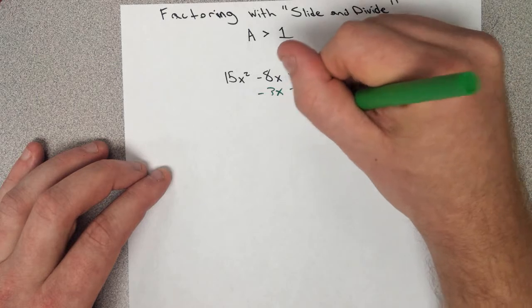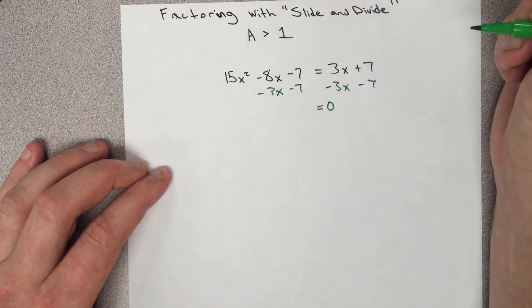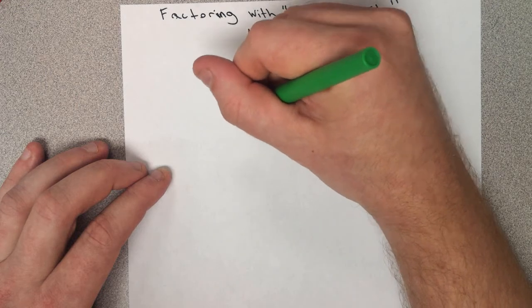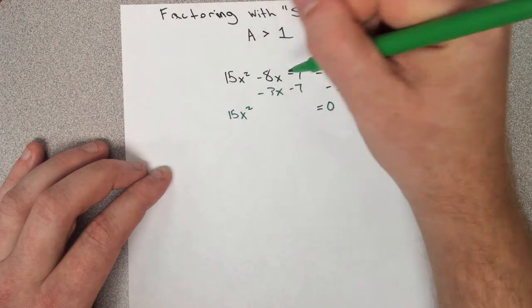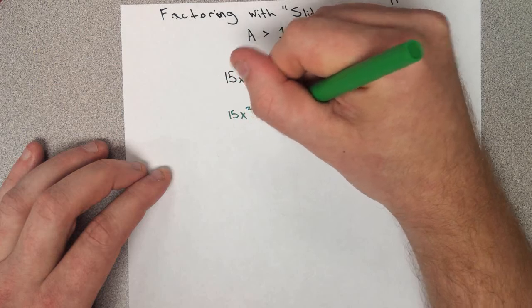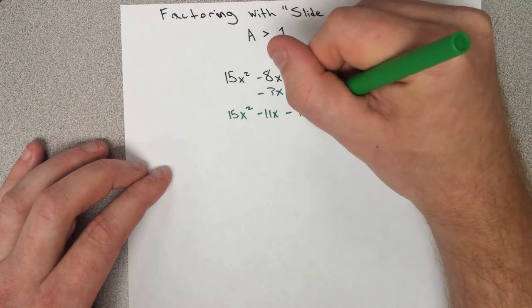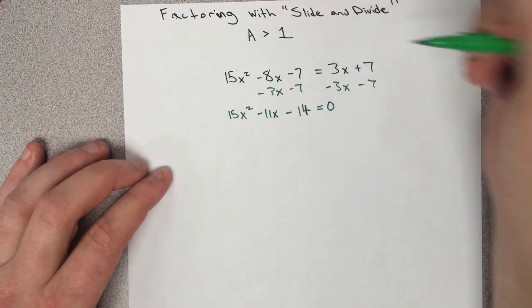That's going to leave me with 0 on one side, and the expression on the other side is 15x squared, negative 8x and negative 3x is negative 11x, and negative 7 and negative 7 is minus 14.